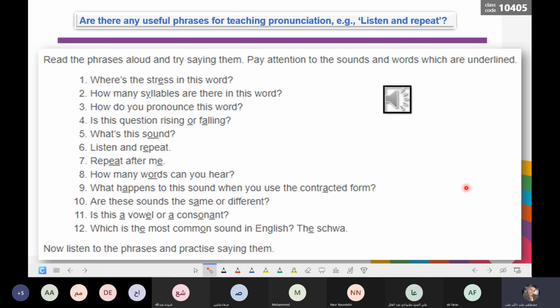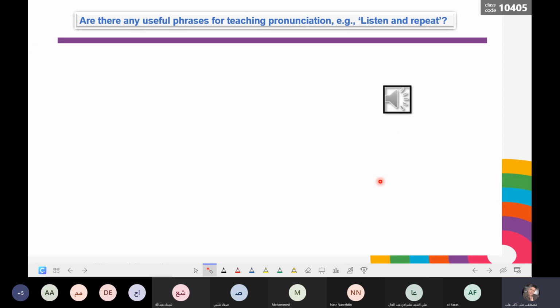1. Where's the stress in this word? 2. How many syllables are there in this word? 3. How do you pronounce this word? 4. Is this... Can you hear the audio? Yes, we can hear.